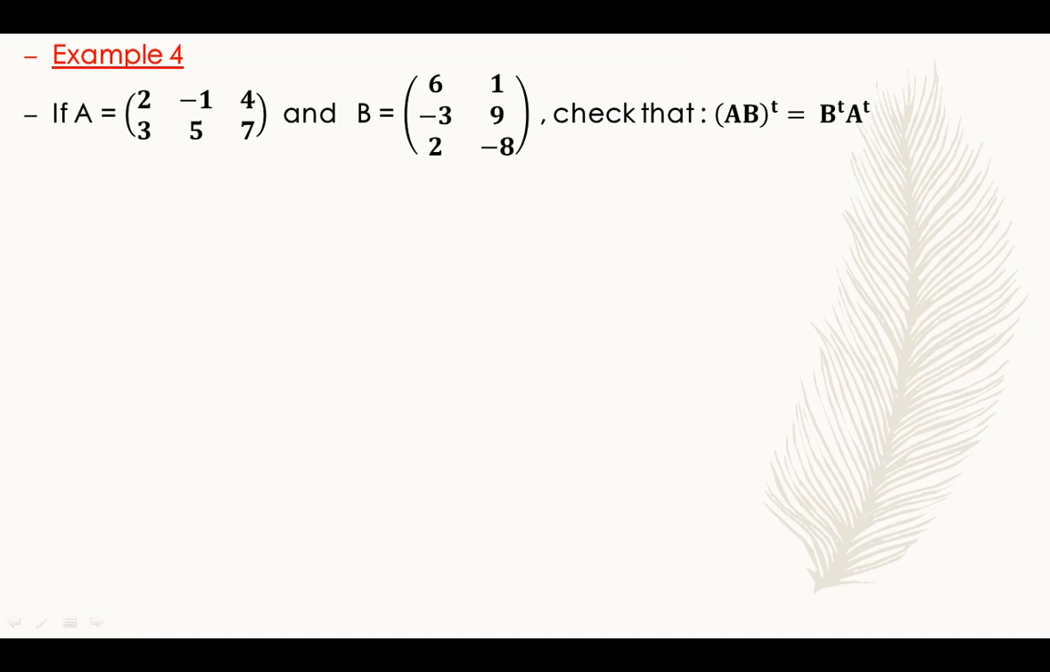Example 4. If A is a matrix whose elements are 2, negative 1, 4, 3, 5, 7, and B is the matrix whose elements are 6, 1, negative 3, 9, 2, negative 8. Here he wants you to check that (AB) transpose equals B transpose times A transpose. That is to say, he wants you to prove that (AB) transpose equals B transpose times A transpose.